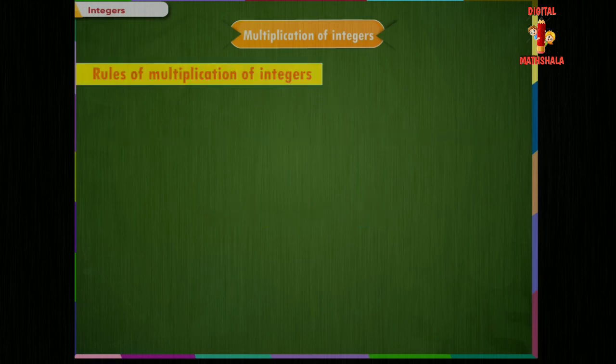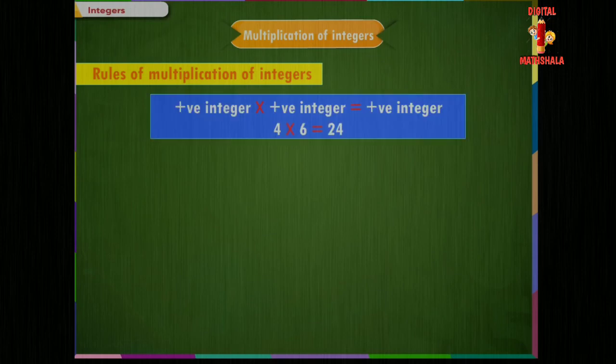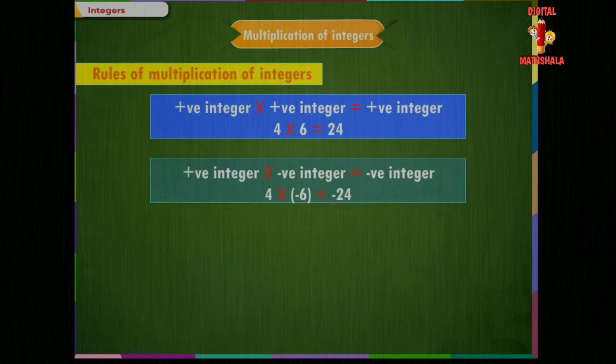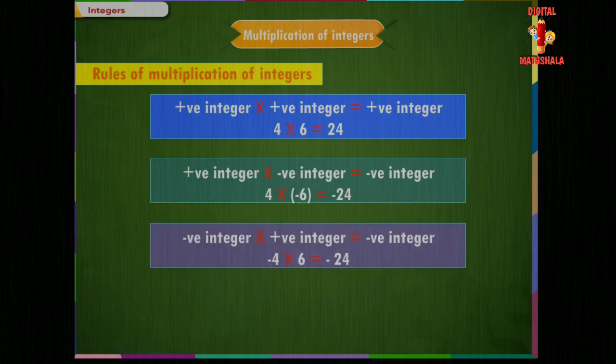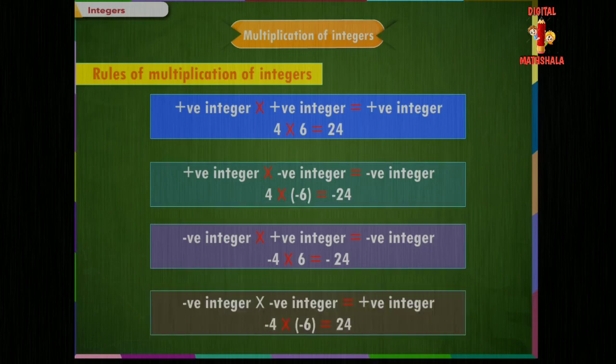While multiplying integers, we remember a few rules. These are: a positive number multiplied by a positive number always gives a positive number. A positive number multiplied by a negative number always gives a negative number. Similarly, a negative number multiplied by a positive number always gives a negative number. And lastly, a negative number multiplied by a negative number gives a positive number. All these rules apply for division of integers too.